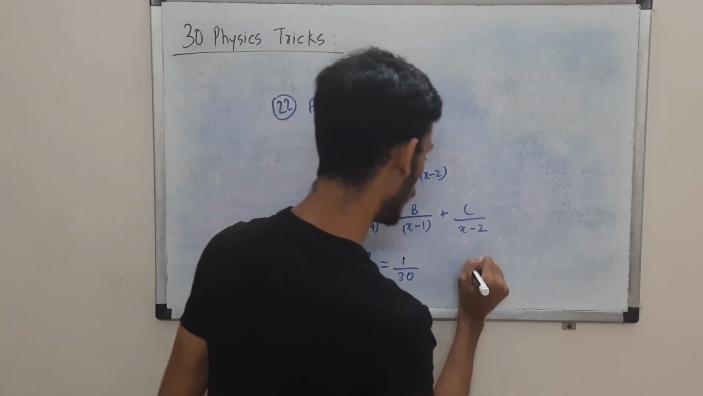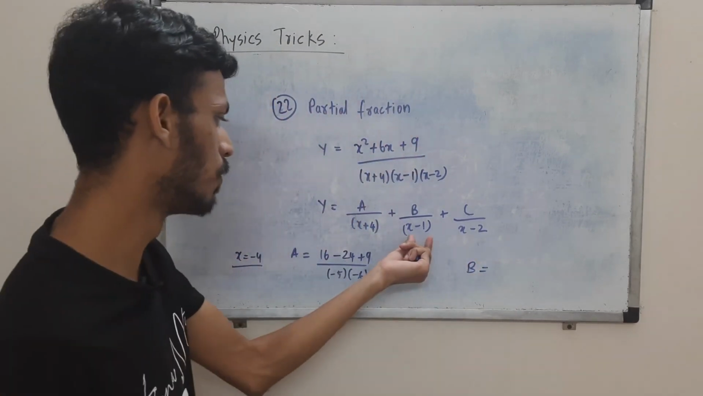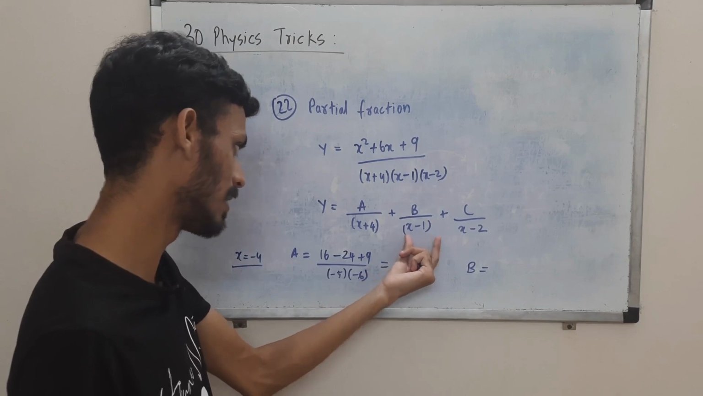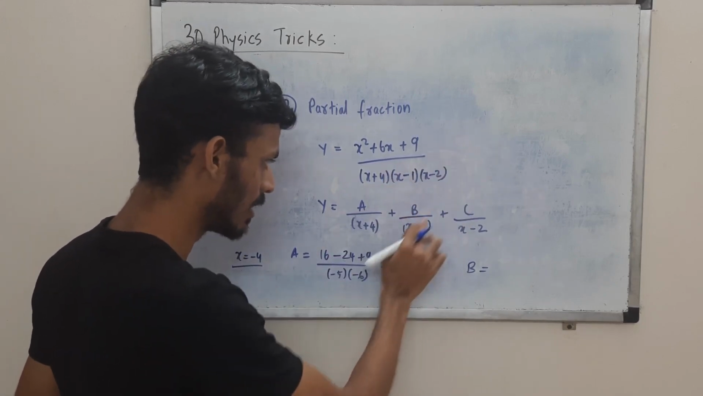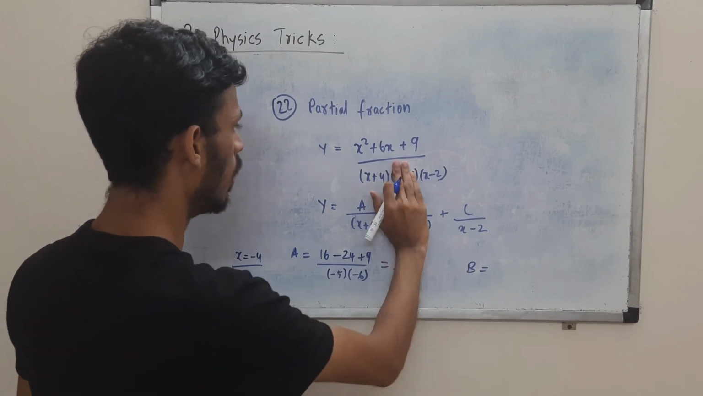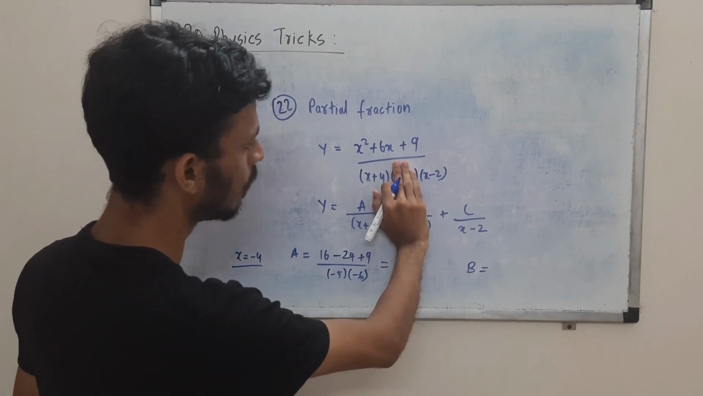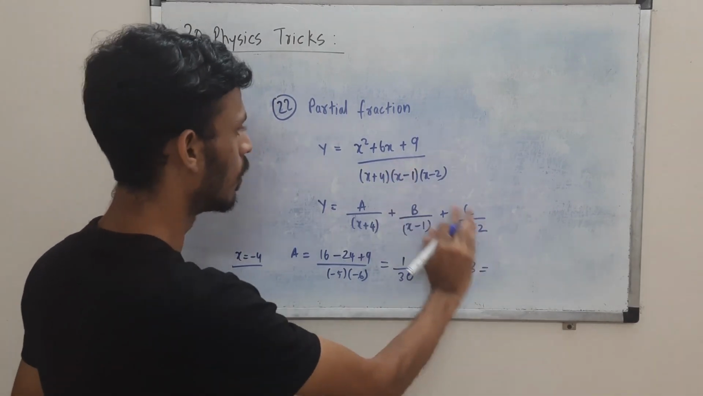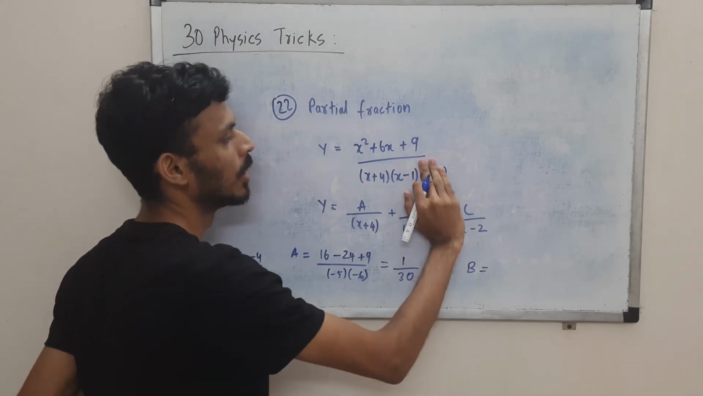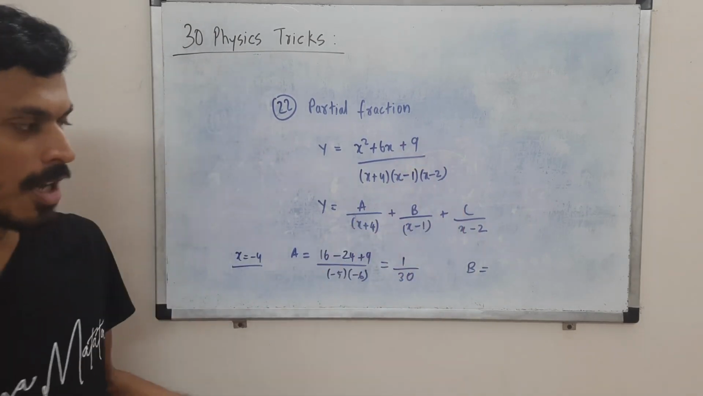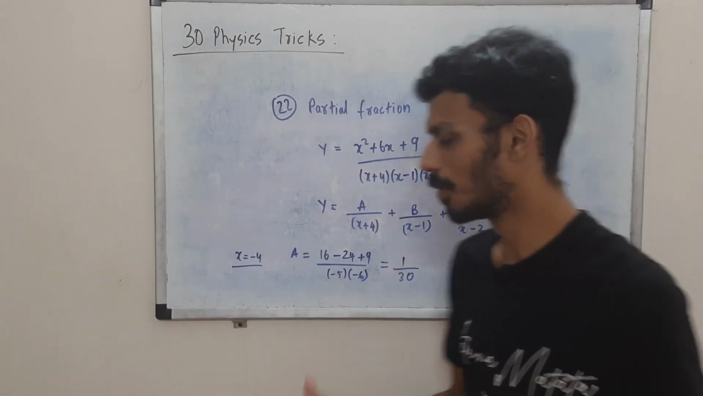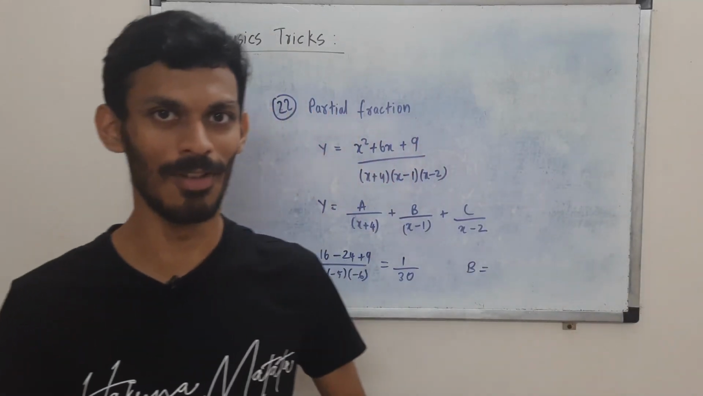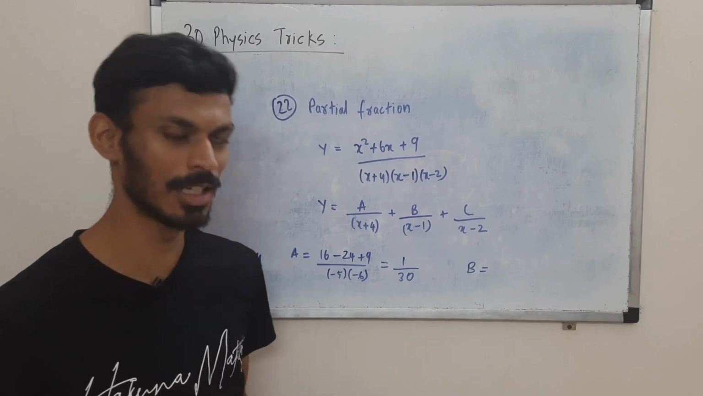Similarly you can obtain B. For B you'll have to put x is equal to 1, because that makes this term 0, and avoid this term, because for B that and that will get cancelled. So just substitute x is equal to 1 in this equation, and similarly for C, just substitute x is equal to 2 in this equation. That is how you obtain A, B, C, and then you can integrate or do whatever you want with this simple form of y. So that is how you do partial fractions.